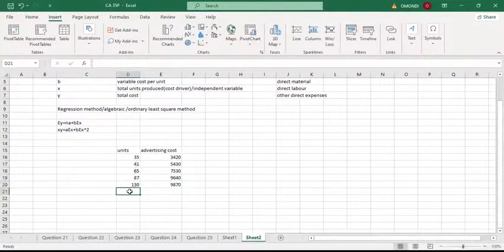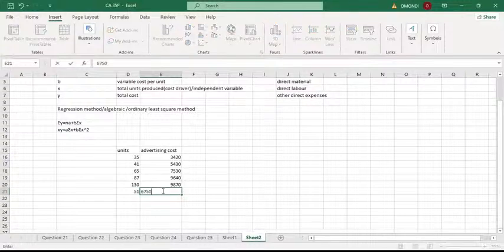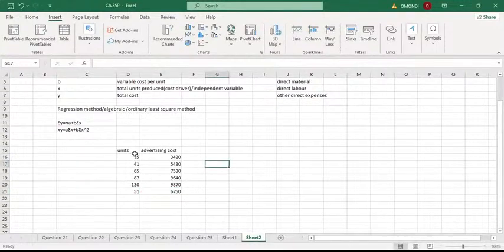Let's add the last one. We have 51. Then we are going to have 6,750. So let's have that information. Then you confirm to me if you are able to generate it from your side.